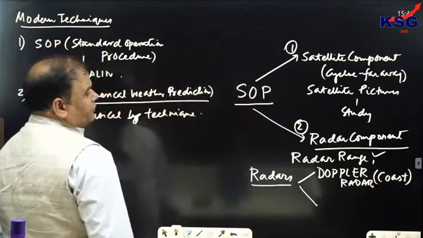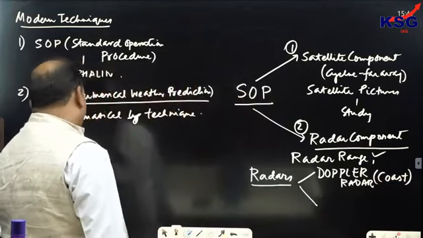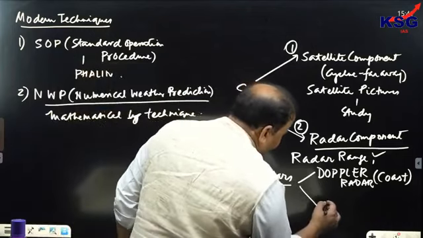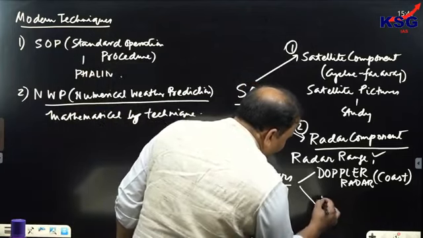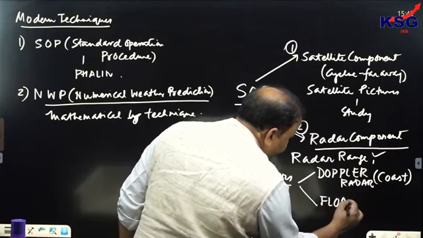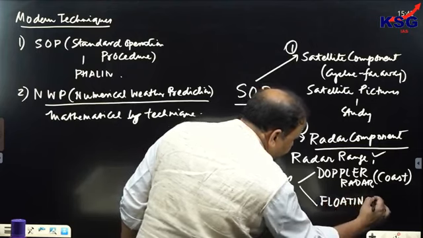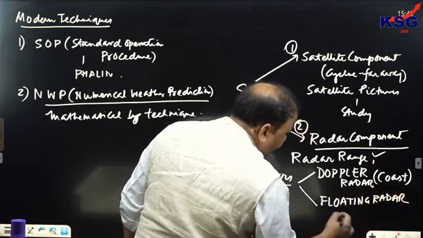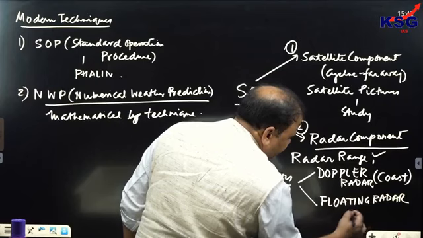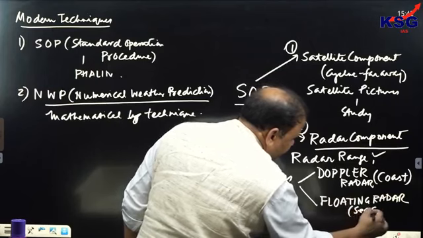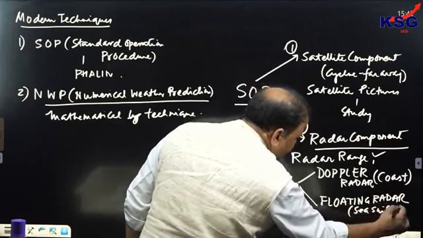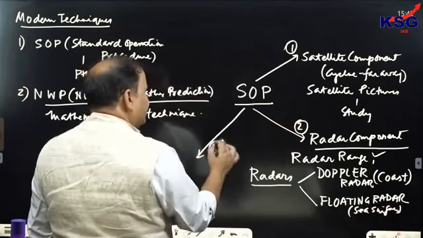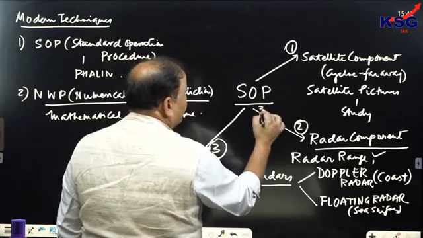Doppler radar was also used for forecasting heavy rainfall due to cloud bursting. And the second radar which is used is called floating radars. These would be kept floating on the sea surface. So these two types of radars were used when the cyclone is within the radar range.